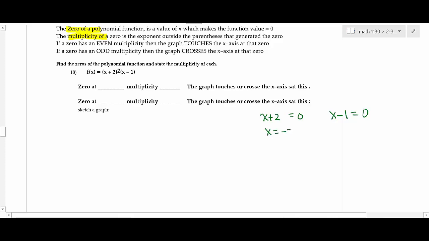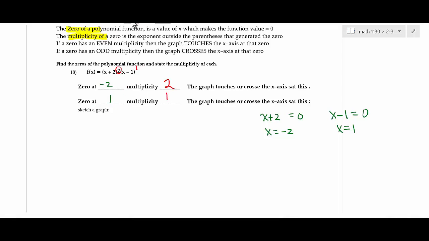So x equals negative 2 and x equals 1, those are what we call zeros of the polynomial, because if you plugged in negative 2, the whole thing would become 0. Negative 2 plus 2 is 0, the whole thing's 0. Same thing with 1, if you plug 1 in, the whole thing's 0. Everybody understand that? Okay. Now the multiplicity is the exponent on the factor. So that negative 2 has a multiplicity of 2, and the x minus 1, that zero of 1, has a multiplicity of 1.